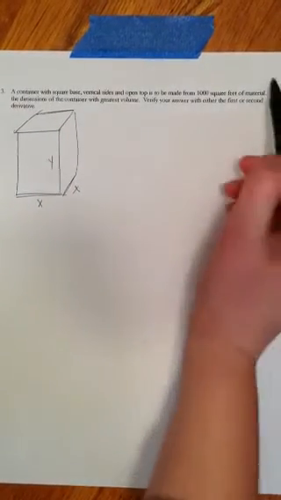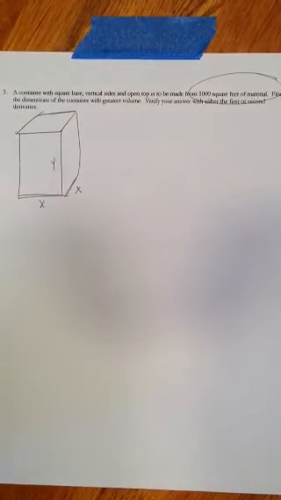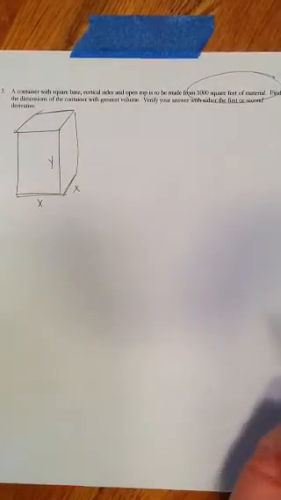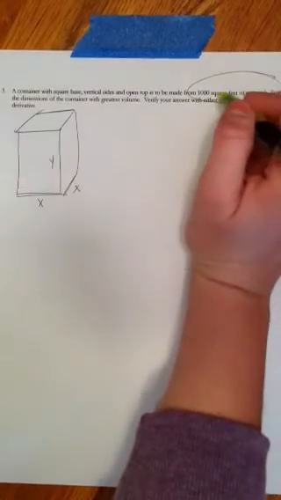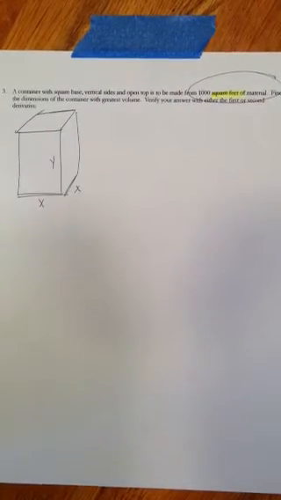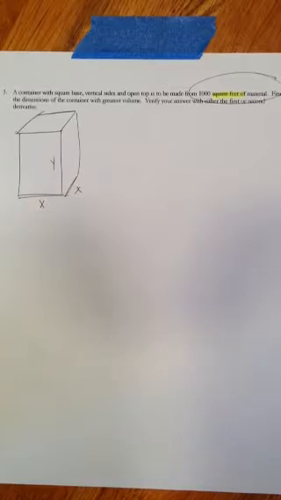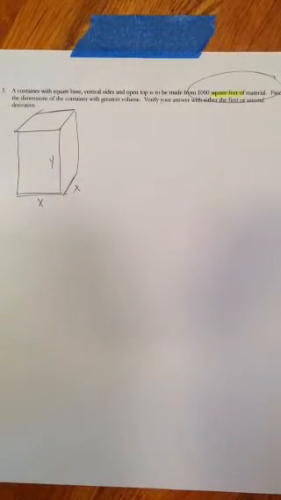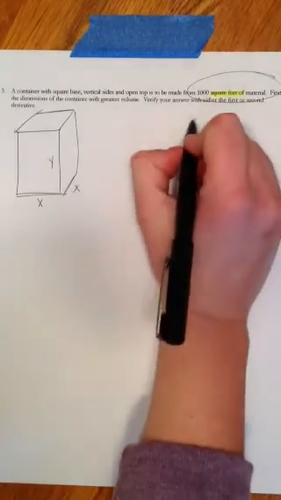Now, we were told that we have 1,000 square feet of material. What does that represent? What is that telling us? Well, remember, use your units to help you. It says it's 1,000 square feet. If the units are square feet, then that has to be area. However, because we have a three-dimensional box here, that must give us surface area. So they're giving us surface area for some reason.